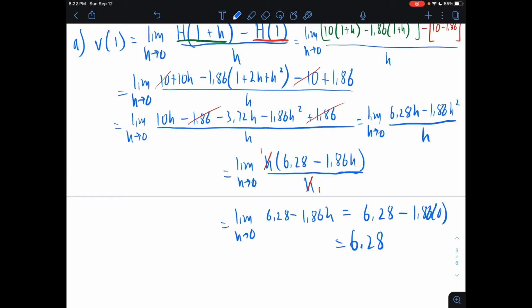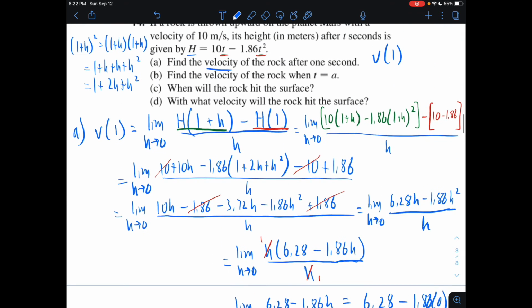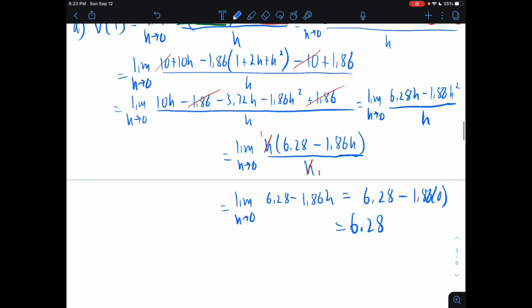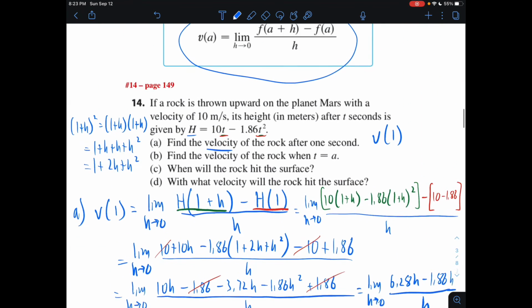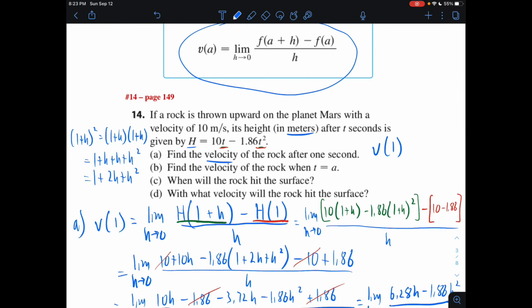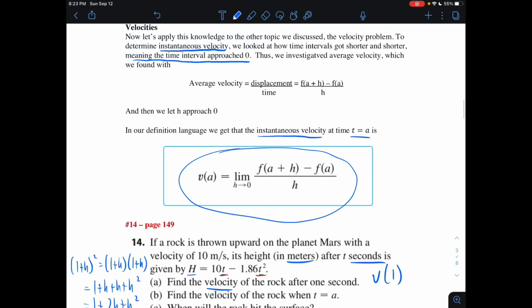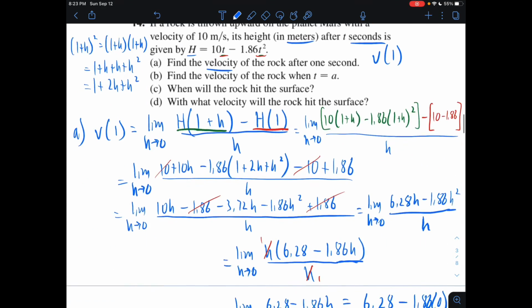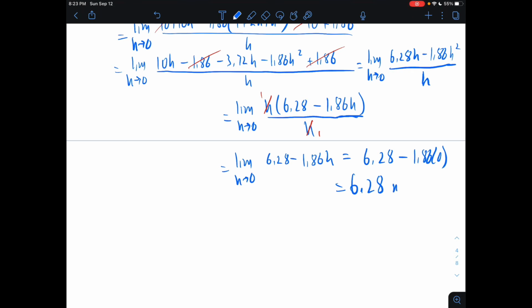And now what we just found, remember, is the instantaneous velocity of the rock at 1 second, meaning after 1 second has passed, what's the instantaneous speed? And so now we just figured out it's 6.28, but the units of measurement, we have to use meters per second because that's our displacement, distance, divided by time. So meters per second is our units for our answer.